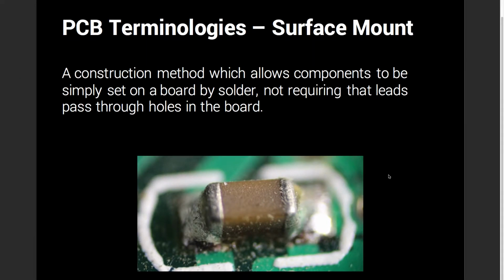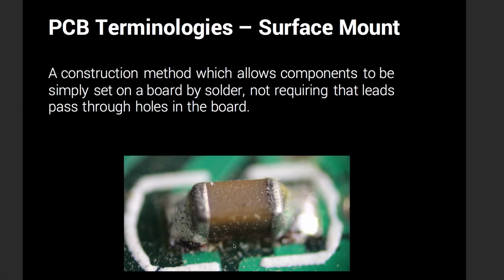Surface mount components. It's a construction method which allows components to be simply set on the board by solder, not requiring the leads to pass through holes in the board. You can see that this capacitor is soldered directly by this joint and this joint without needing to penetrate through the PCB. That's basically surface mount.